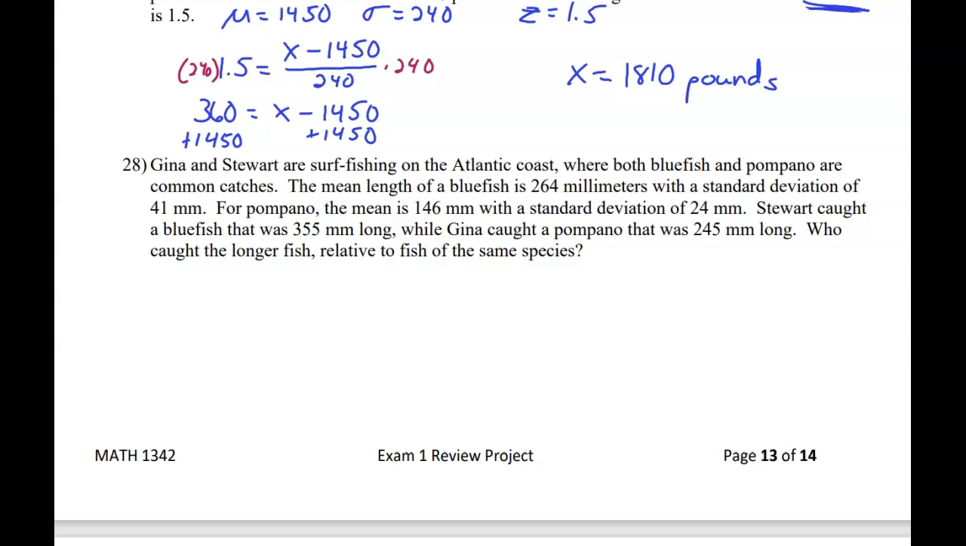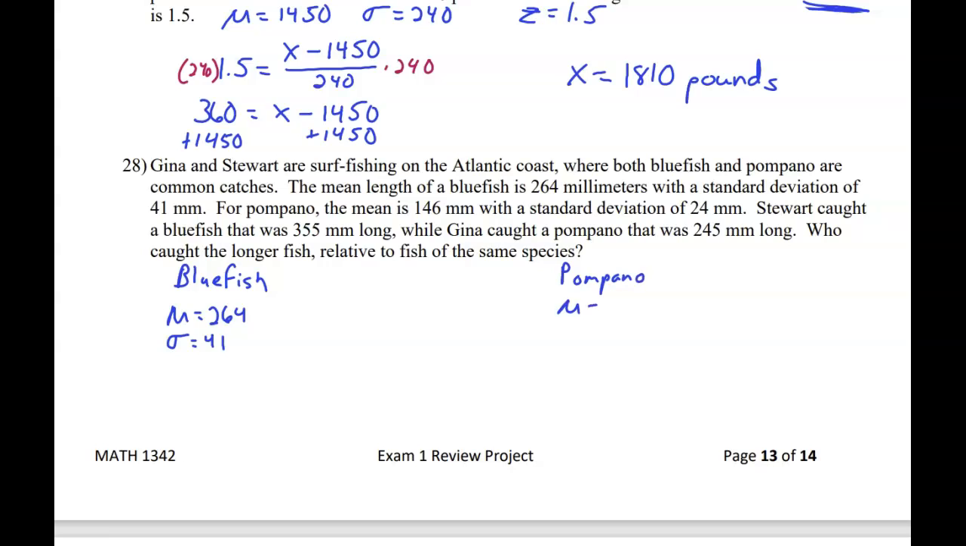Gina and Stuart are surf fishing on the Atlantic coast, where both bluefish and pompano are common catches. The mean length of bluefish is 264 millimeters with a standard deviation of 41 millimeters. Then we have the pompano, whose mean length is only 146 millimeters, and their standard deviation is 24.